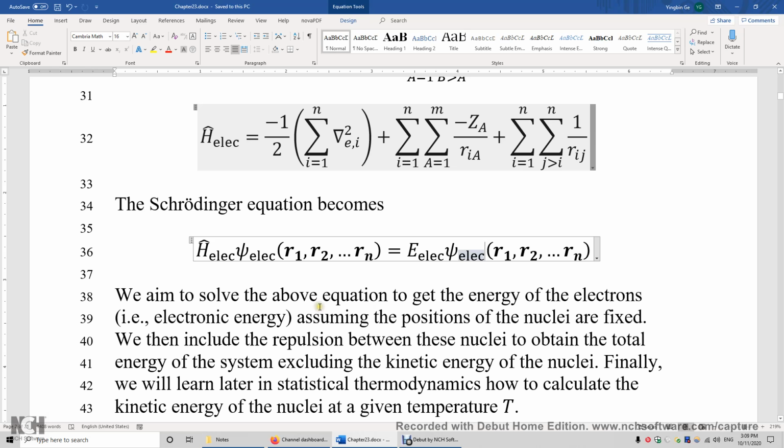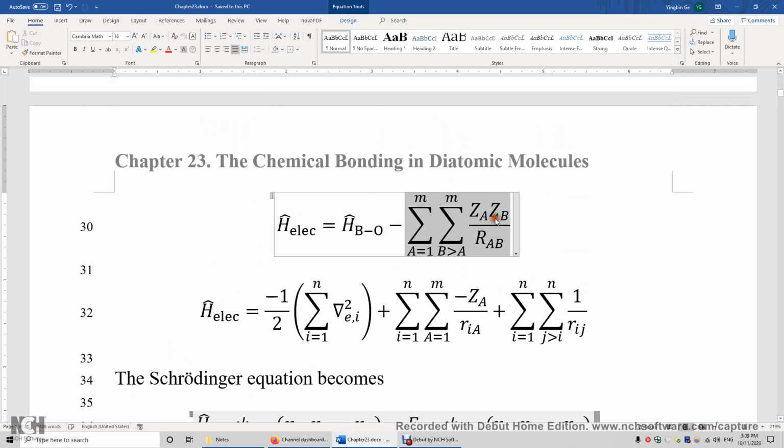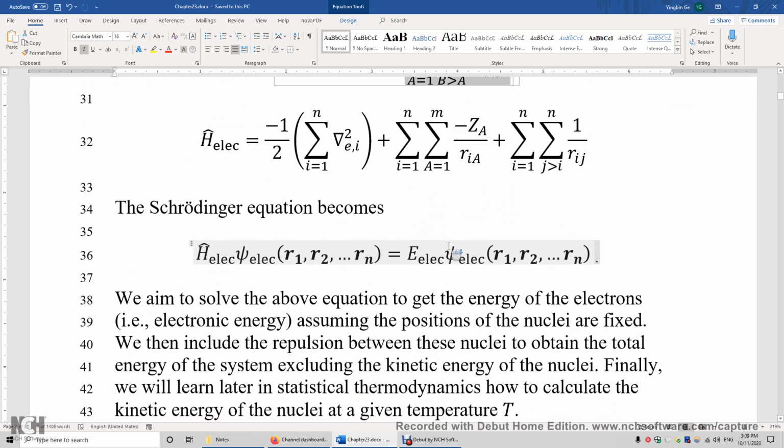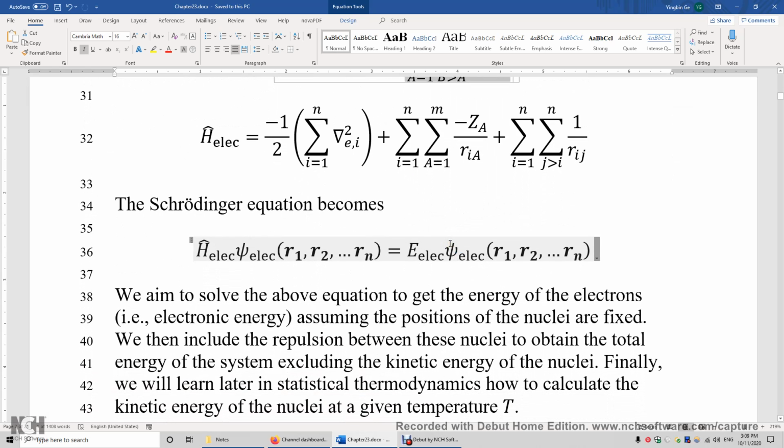And then we can include the repulsion between the nuclei. All right, so it's right here. This is the repulsion between the nuclei. And then we sum up the electronic energy and the repulsion between the nuclei, and we get the total energy of the system, excluding the kinetic energy of the nuclei.